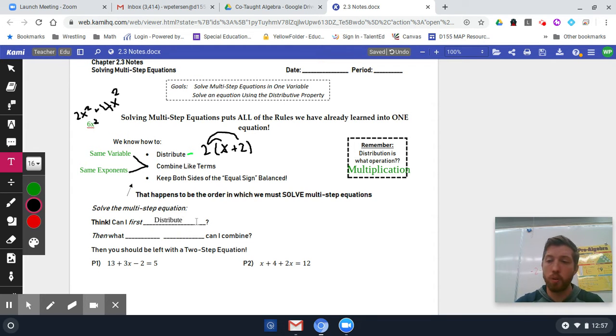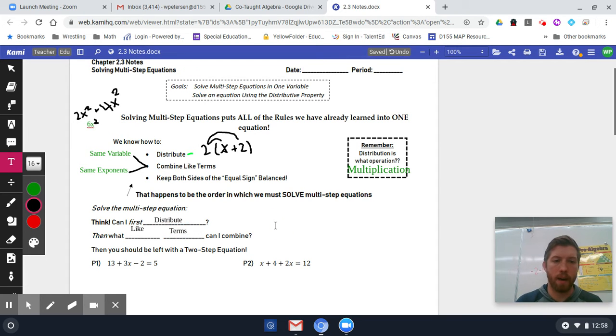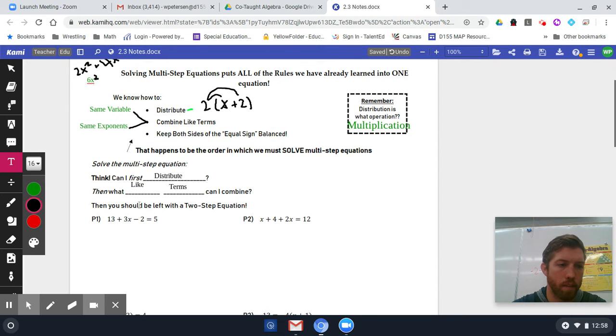And then after you distribute, the second thing you need to ask yourself is, then what like terms can I combine? Those are the two main things that you need to make sure you're asking yourself before you fully solve the equation. All right, let's try a few now that we have kind of a basis there.